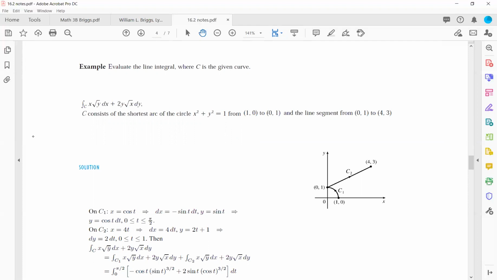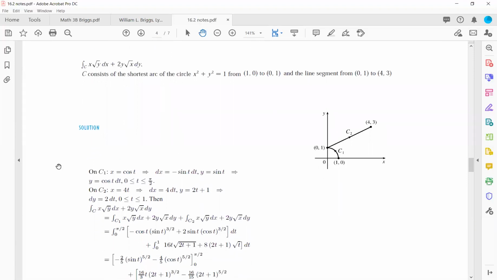We can visualize this curve, a union of two curves. C sub 1, for example, is the circle connecting (1, 0) to (0, 1). Then you have a line segment connecting (0, 1) to (4, 3). So your C consists of two parts. One part along C sub 1, which is some part of the circle, and C sub 2 is just a nice line segment.